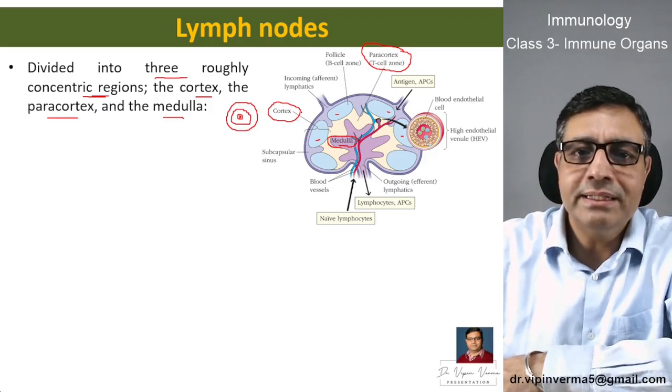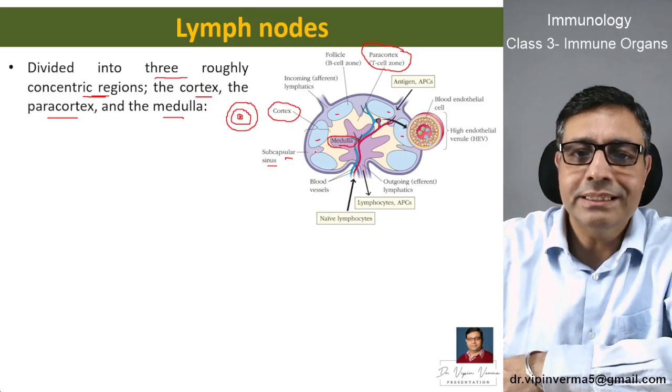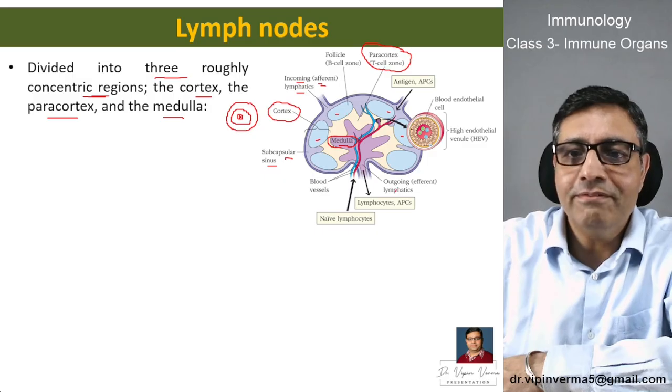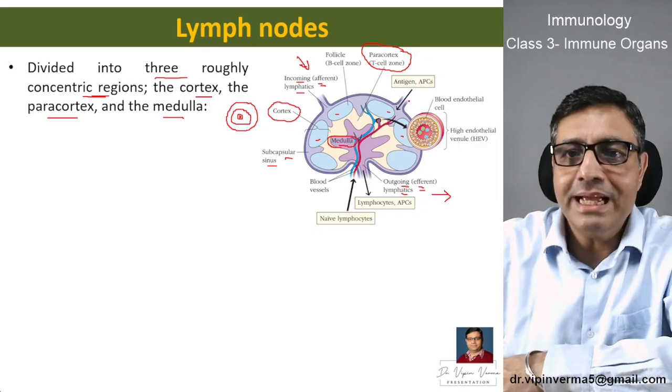Now, just to elaborate the structure, you can see this is the capsule, and then this is the subcapsular sinus. Sinus means space. Then we have the incoming lymphatics, which is the afferent, and the outgoing lymphatics, which is the efferent. Afferent means incoming, it is supplying lymph into the lymph node. And efferent means outgoing, it is taking the lymph out from the lymph node. The antigens or the APCs come in through the incoming lymphatics.